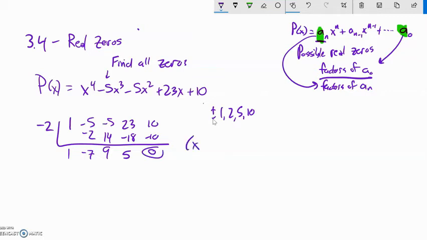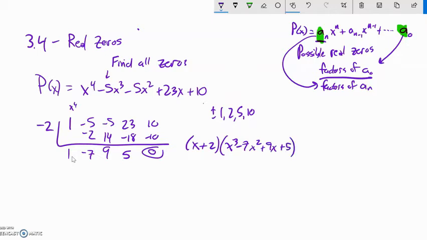So that means I factored out an x plus 2. Remember, this 0 makes that a 0. And what's left was, this was an x to the 4th, so I shifted it down to an x cubed. So I have 1x cubed minus 7x squareds plus 9x's plus 5.